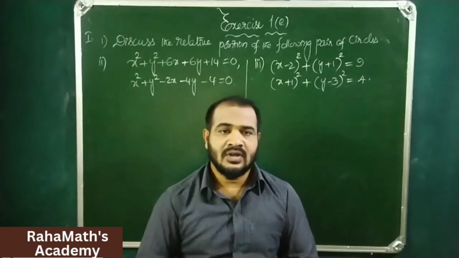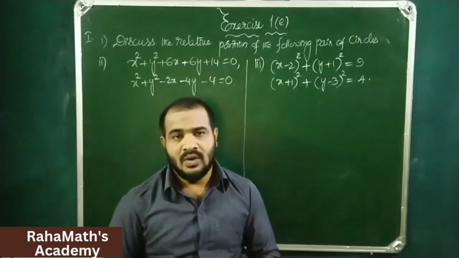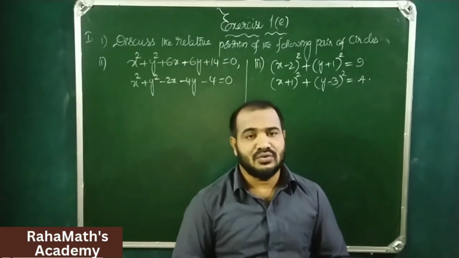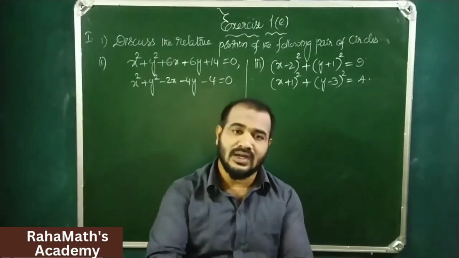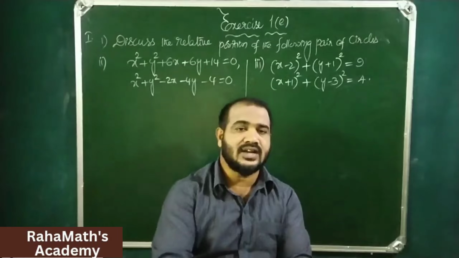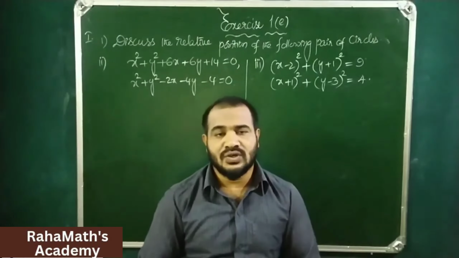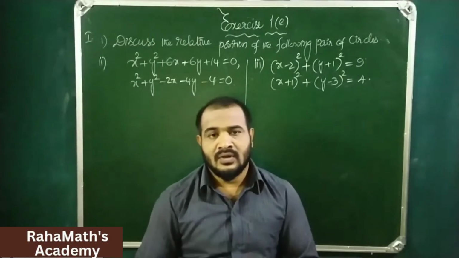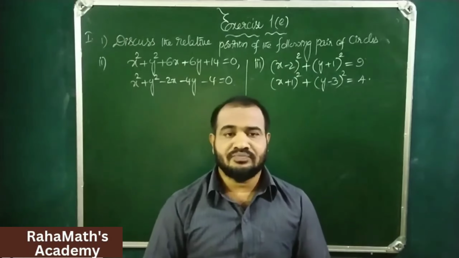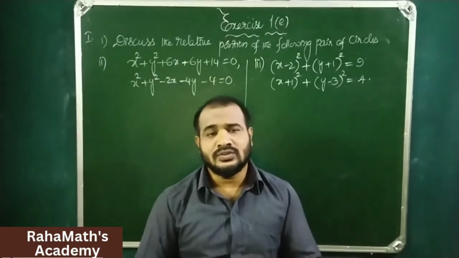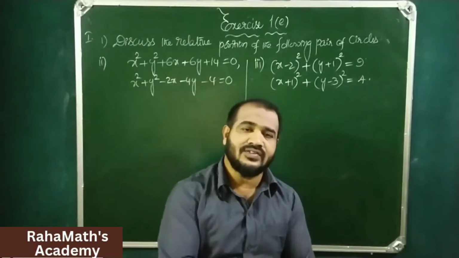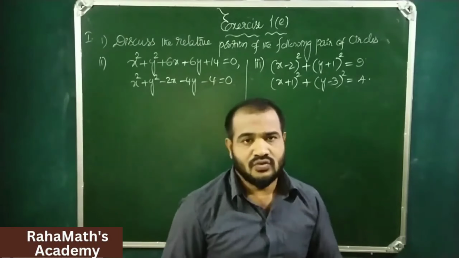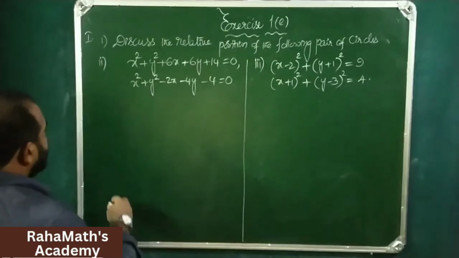If C1C2 is equal to modulus of R1 minus R2, then the two circles touch each other, but this time internally, one circle lies inside the other. And if C1C2 is less than modulus of R1 minus R2, then one circle lies completely inside the other, and so on. So let us see this now.